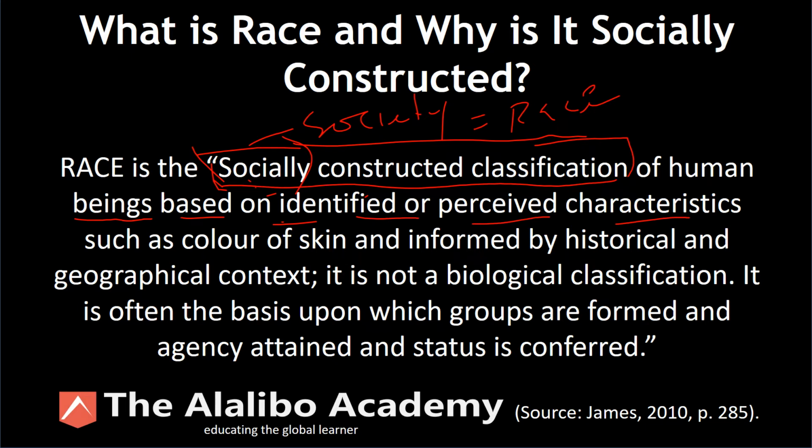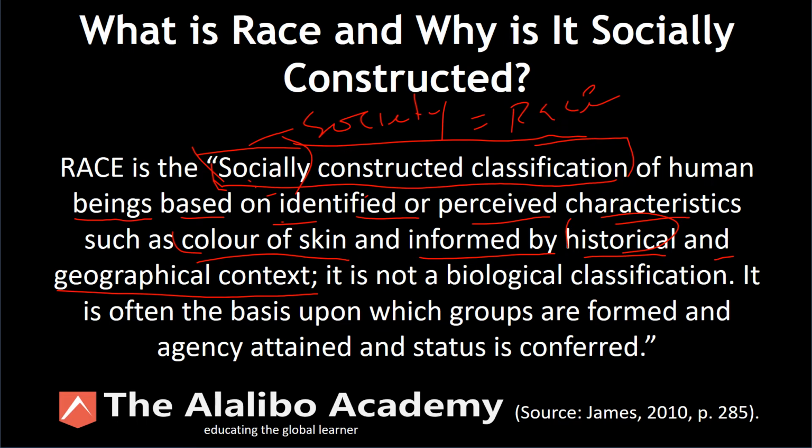All right, so it says here, socially constructed classification of human beings based on identified and perceived characteristics. So we perceive characteristics of the different people in society and decide to lump them in categories, right? That's what it means. We lump people in categories based on their skin color and informed by historical and geographical context. Now, race does have a historical component to it, and it certainly has a geographical component to it as well. Even today, even in the face of globalization, there are certain places you will call and right away it's associated with a certain race. It has a geographical context.